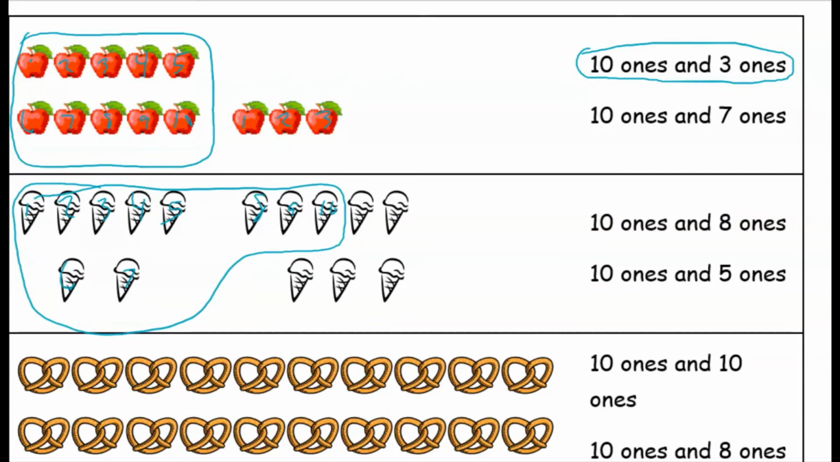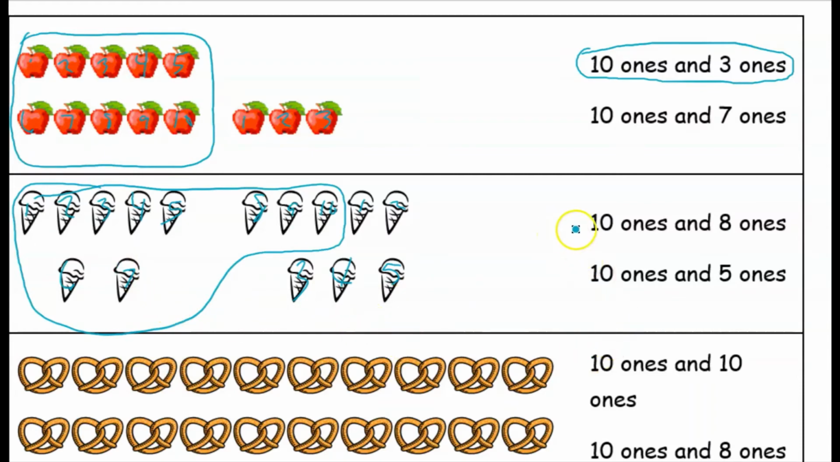Now that we have our group of 10 ones, let's see how many ones we have left over. We have 1, 2, 3, 4, 5. We have 5 ones. So we will say 10 ones and 5 ones. Say it with me. 10 ones and 5 ones.